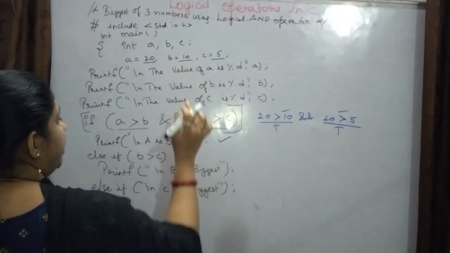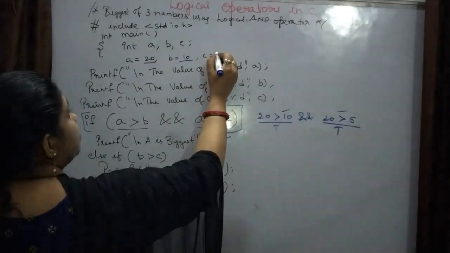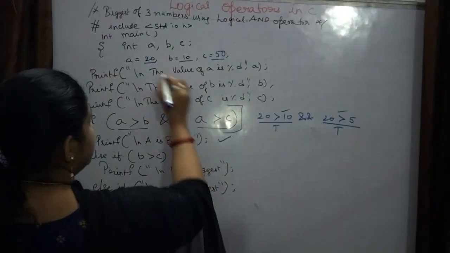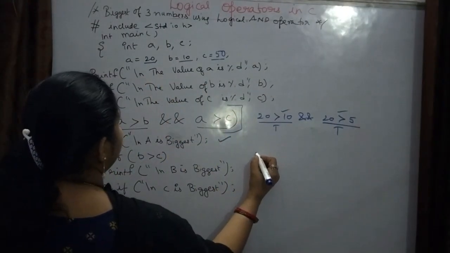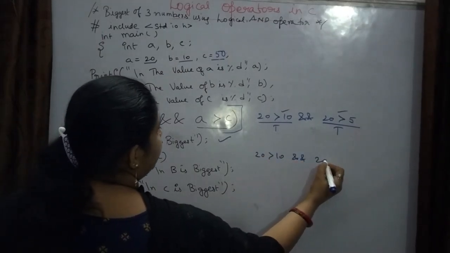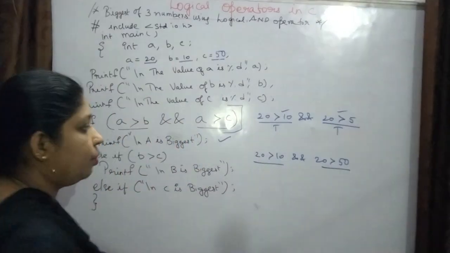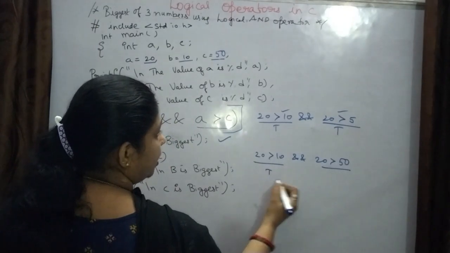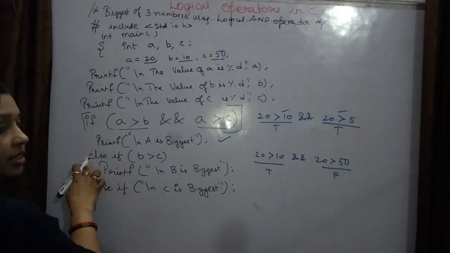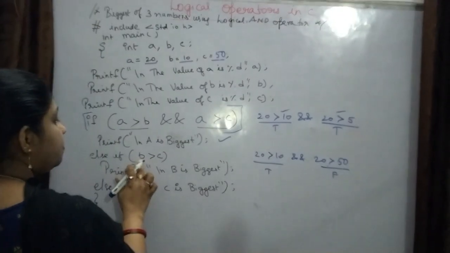Suppose you are using 50 here. Now what happens? Again you just check it out. If 20 is greater than 10, ampersand ampersand, 20 is greater than 50. Will it satisfy the condition? No, because this is true but this is not true, so this is false. Automatically it will enter into the else if condition. Now here what will it check? What is the condition here? b is greater than c.